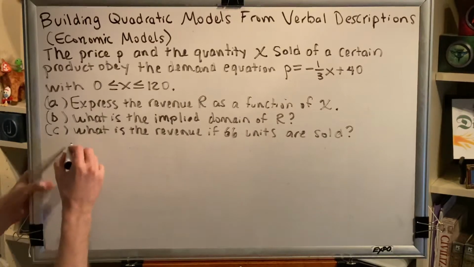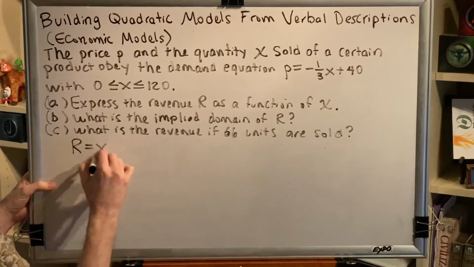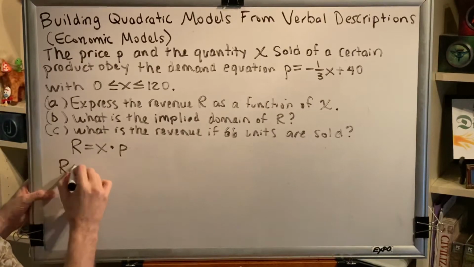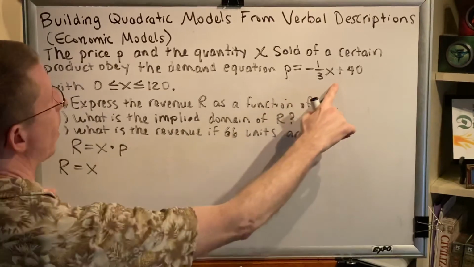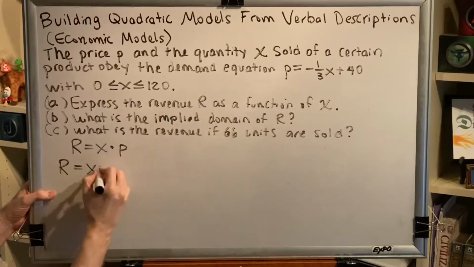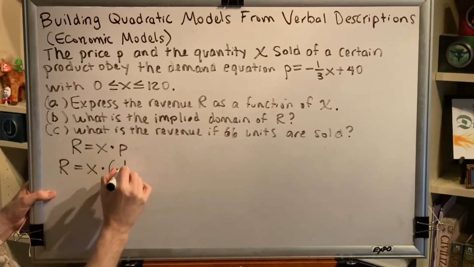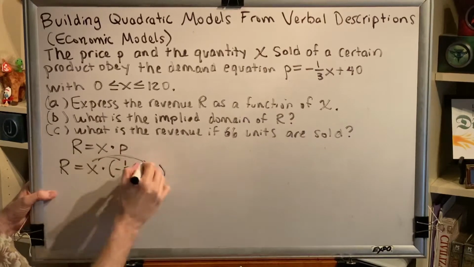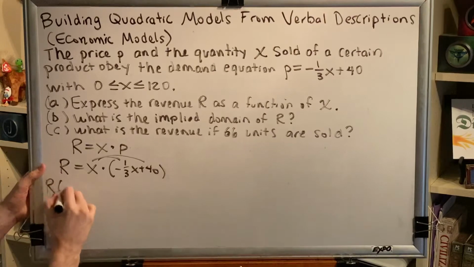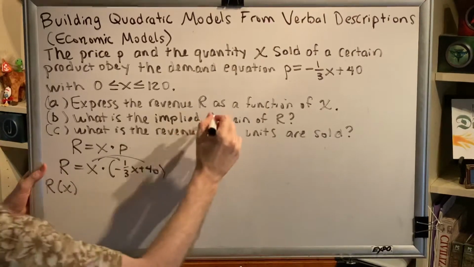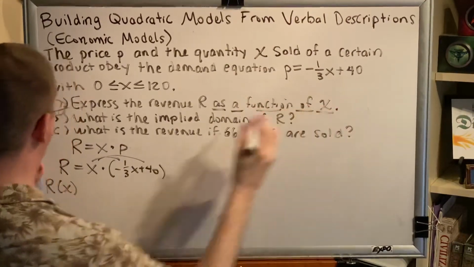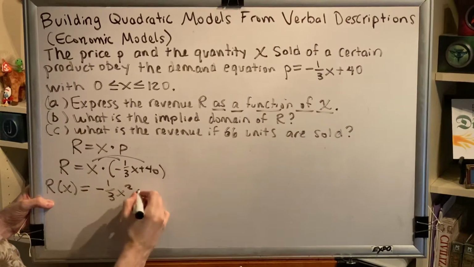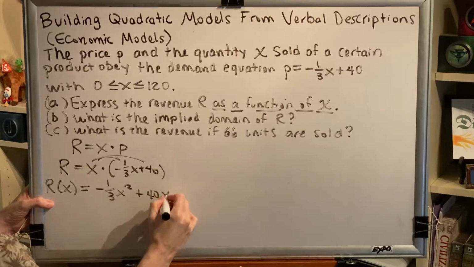Well, that's actually pretty easy because we know that R equals X times P, and we're given everything we need. For example, we're told that P is equal to negative 1/3 X plus 40. So replace P with negative 1/3 X plus 40, distribute, and rewrite R as R of X, because it says to express R as a function of X. So we get R of X equals negative 1/3 X squared plus 40X.